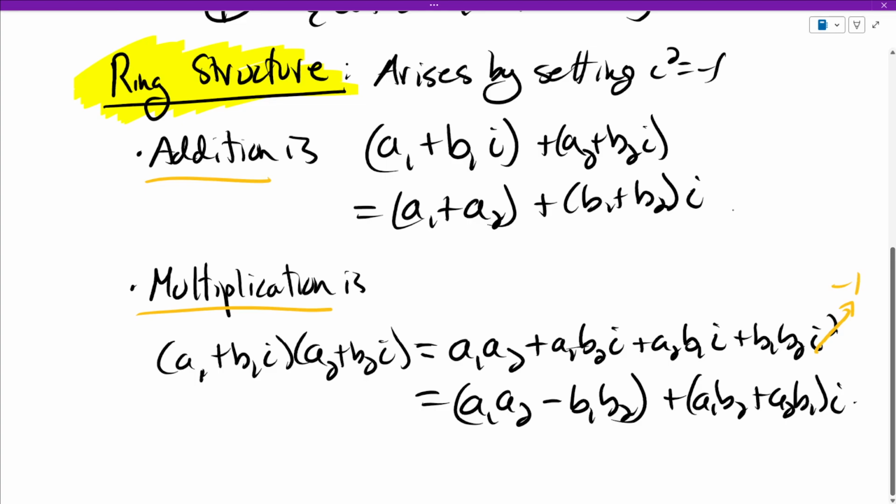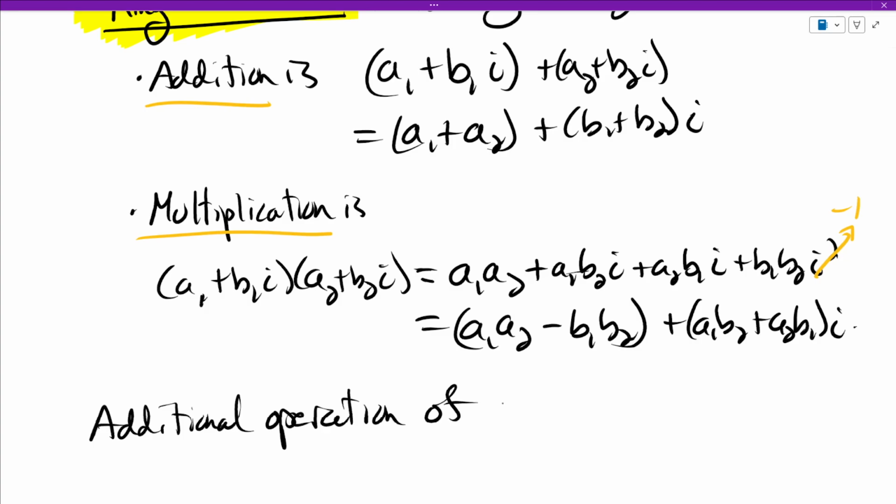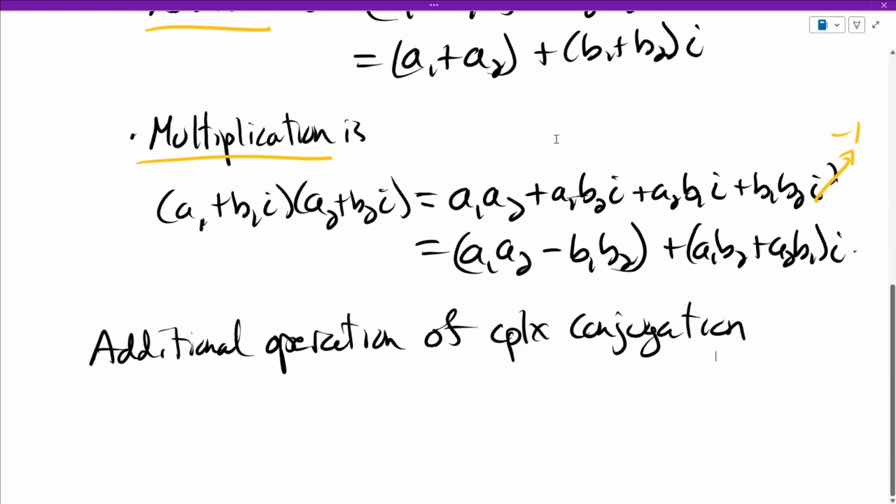In the next video, we are going to prove very rigorously that this forms a commutative ring. In fact, it forms a field. For now, let me note there is a structure that's not related to it being a ring, a function. There's an additional operation of complex conjugation. So it's typically denoted by bar.